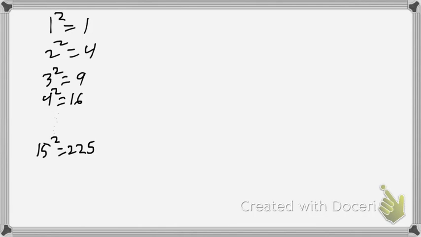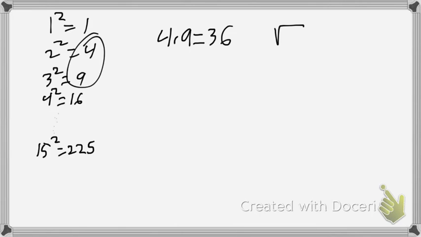We can actually use our knowledge of factoring imperfect squares to make them a bit more palpable, a bit more usable, and a bit more visually friendly. So, let's take 4 times 9, just as an instance. Now, I know that 4 times 9 equals 36. I'm multiplying two perfect squares together, so I'm going to get another perfect square. Square root of 36 equals 6, right?